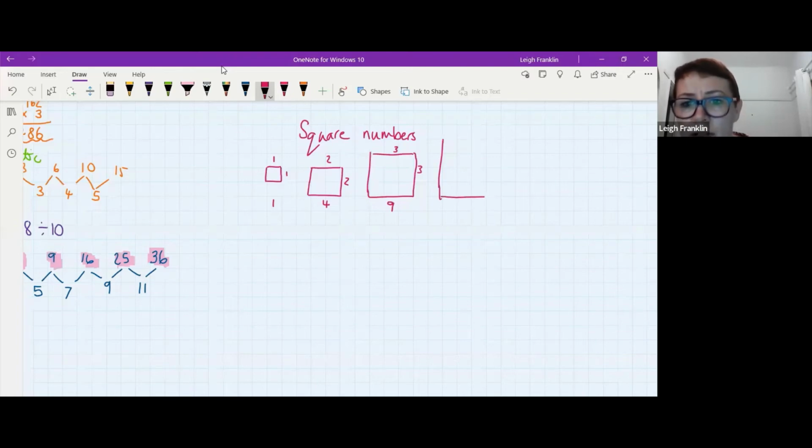How cool is that? So it's not just called square numbers for no reason. They're called square numbers because they actually make squares. So this one, 4 by 4, and that's where the 16 came from. Okay, so 1, 4, 9, 16, 25. Those are the square numbers.